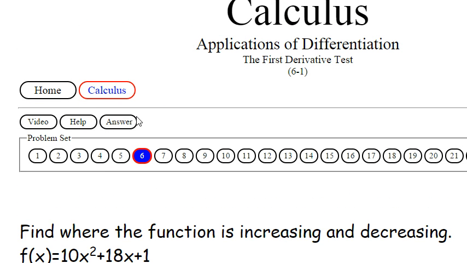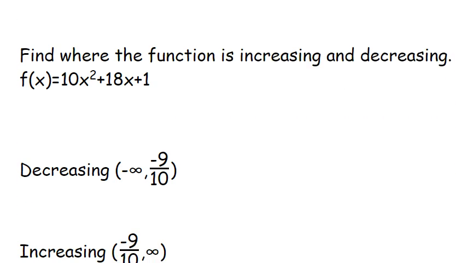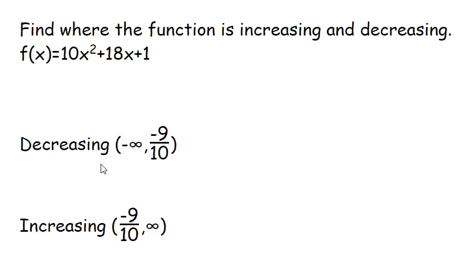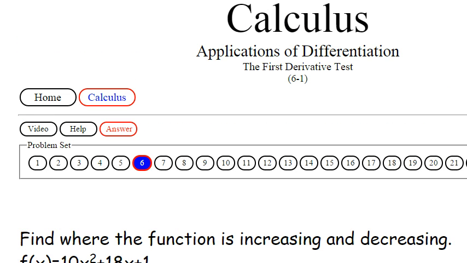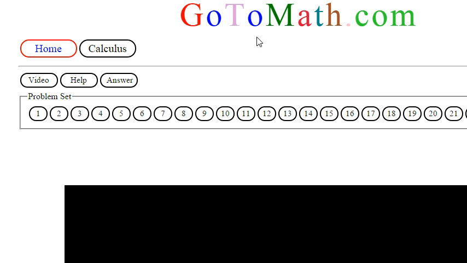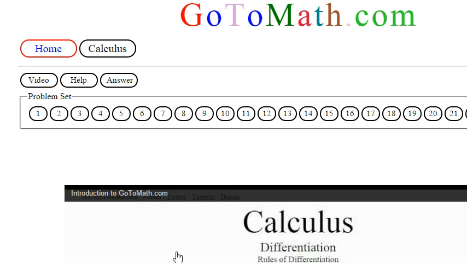Of course, we're going to come up here and check out what that answer actually is, what the script is showing, making sure this is correct. Decreasing, right, from negative infinity to negative 9 tenths, and increasing from negative 9 tenths to infinity. Alright, so looks good.